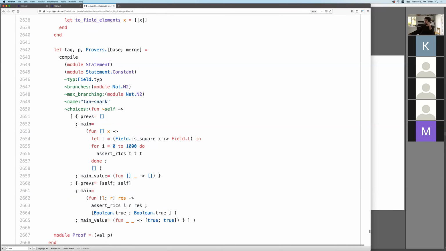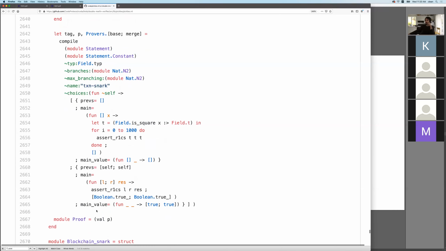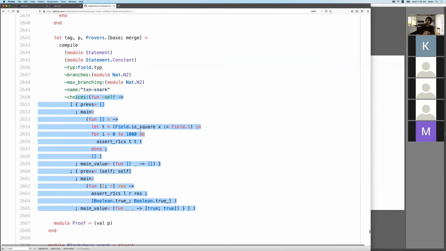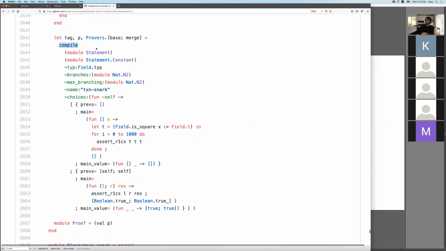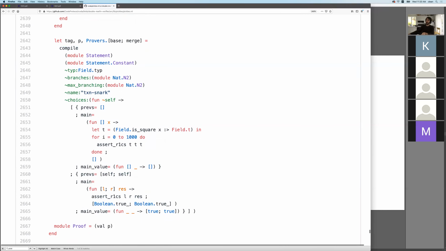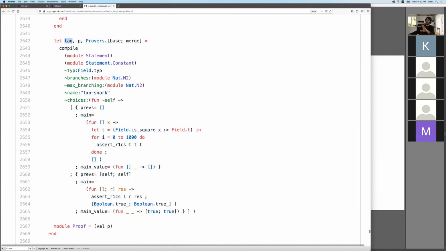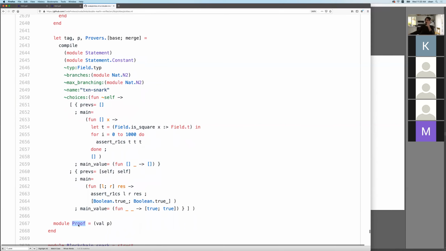Okay, interesting, I suppose. And then what the library does is you pass it in this description of the inductive set into the compile function, and it produces for you two provers, one for each inductive rule, base and merge. This tag thing is kind of an implementation detail, and then also a module representing the type of proofs so that you can verify them and so on.